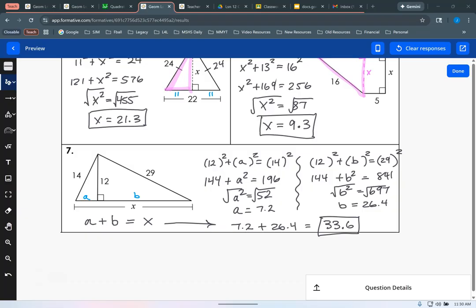So again, we found the length of A by doing a Pythagorean theorem problem. We found the length of B by doing a different Pythagorean theorem problem. And then we combined those together. A plus B equals that whole length of X. And so this is how we're kind of complicating it up a little bit with our Pythagorean theorem questions. All right, I'll give you about 30 seconds to get that finished up if you're not done.